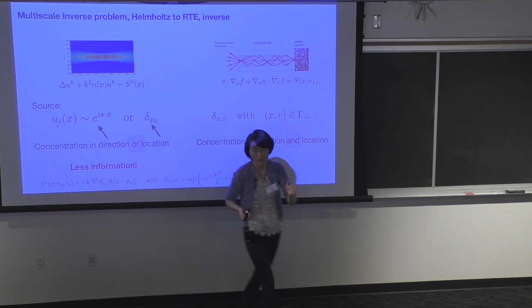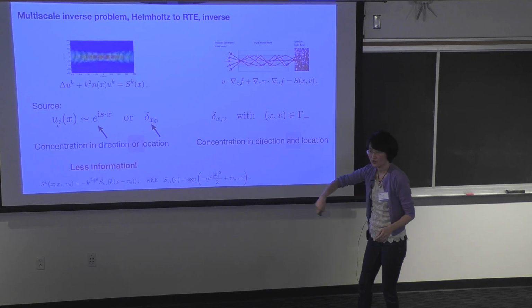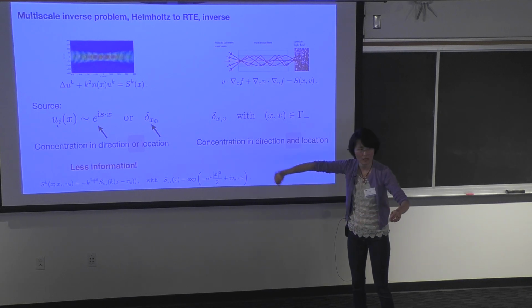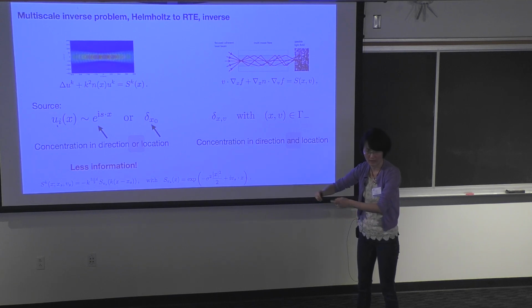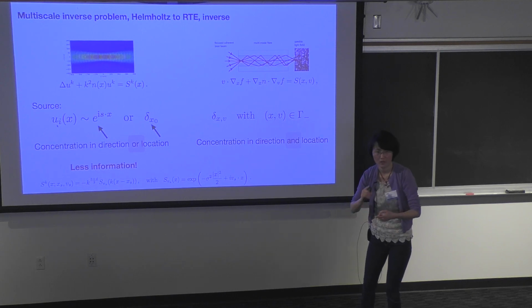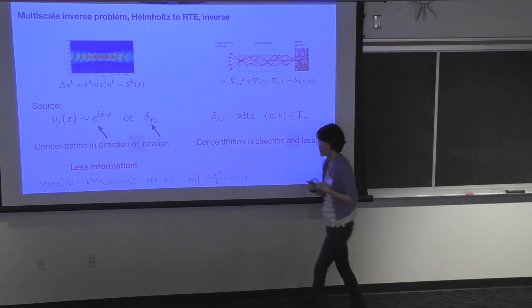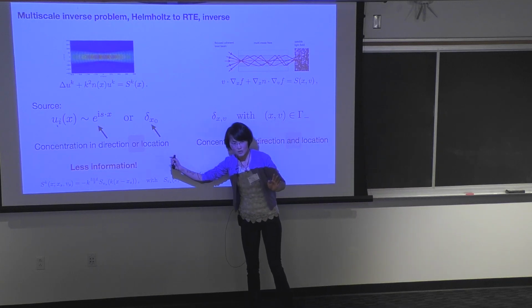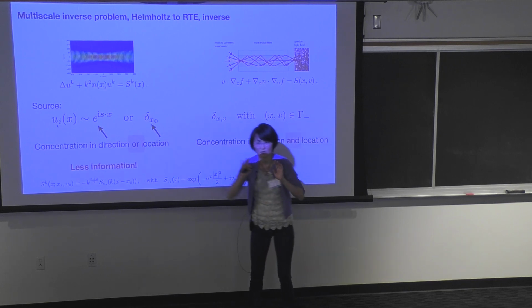But if you think about the laser light, right? So we have the laser light. You can tell me where to put the laser light, and you can also tell me how to orient your laser light. So you can have concentration in both location and velocity. So there's one piece of information that has been lost in seismic imaging. So basically, we're saying this data set is not enough.